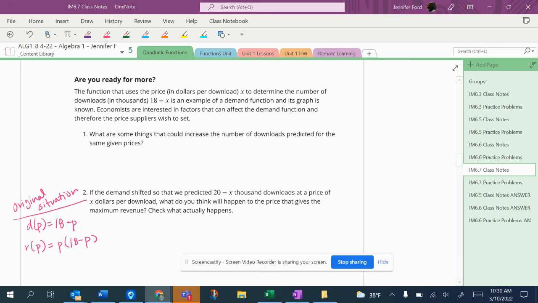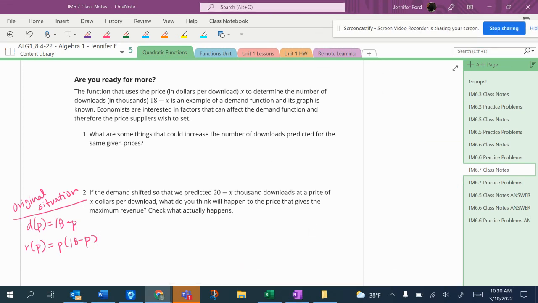All right. So we're going to take a look at this. Are you ready for more? Because I think this is a really interesting problem. A function that uses the price in dollars per download x to determine the number of downloads in thousands is 18 minus x thousand.